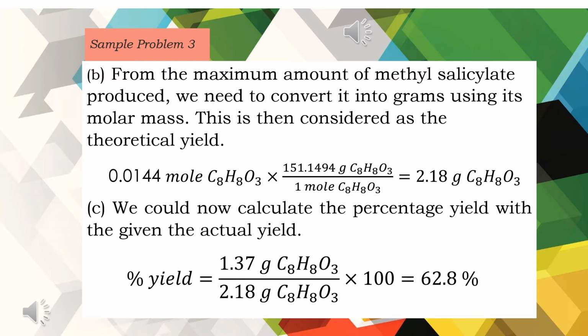Then, we could now calculate the percentage yield with the given actual yield. So the percentage yield is equal to 1.37 grams divided by 2.18 grams times 100. That is equal to 62.8%.